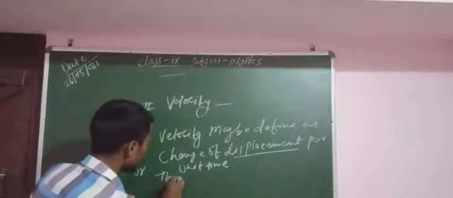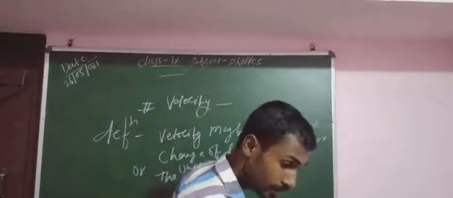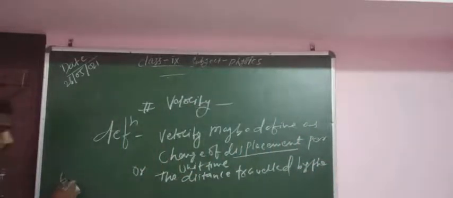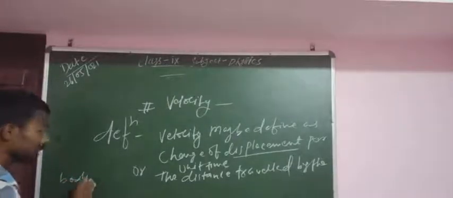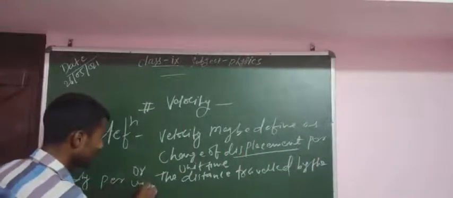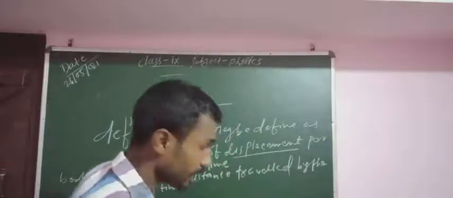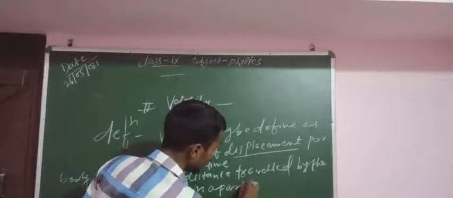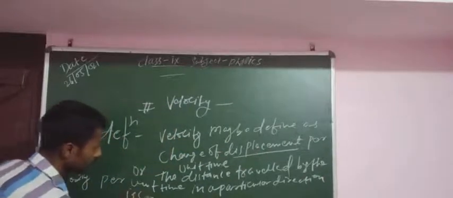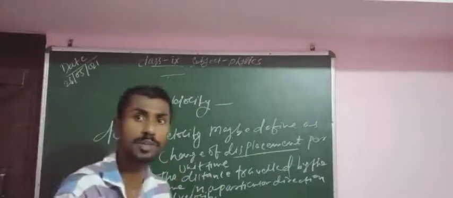Or this can be defined as the distance traveled by the body per unit time in a particular direction is called velocity. That means the displacement is changing with respect to time in a particular direction.